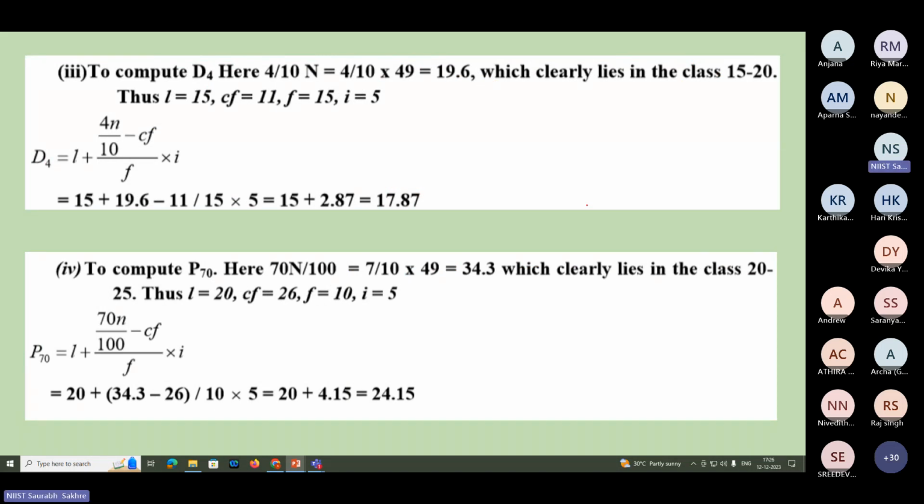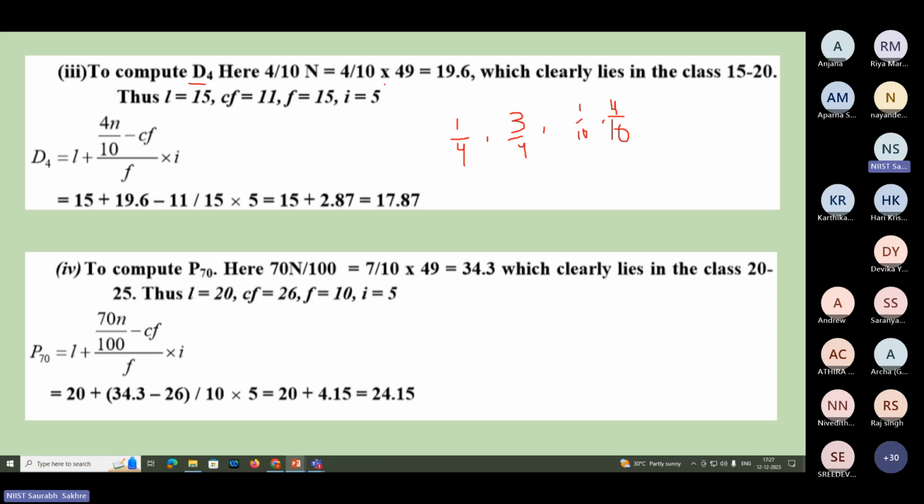Third one, decile. Now here they have asked for decile 4, D4. To compute D4, you have to apply your mind. When I was doing quartile 1, it was 1 by 4. When I was doing third quartile, it was 3 by 4. Now when it is decile, naturally it should start with 1 by 10, and if it is the third, fourth or fifth decile, multiply by that. So for the fourth decile, it will be 4 by 10. So our decile class will be 4 by 10 into n.